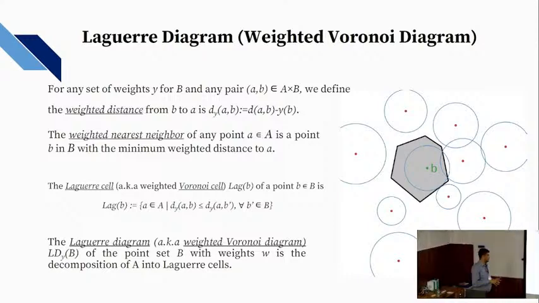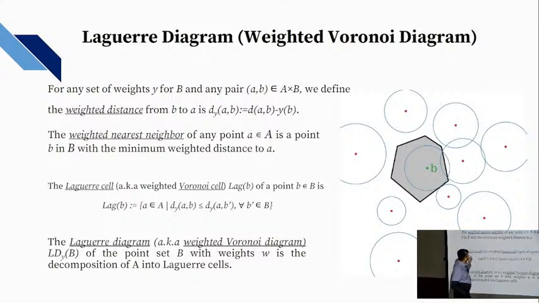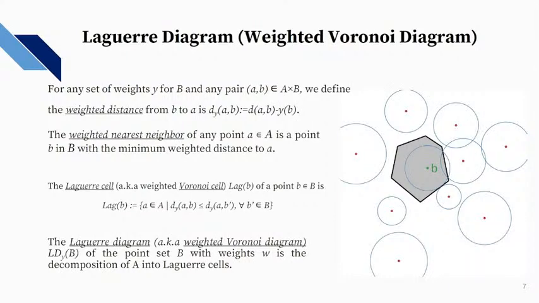Okay. So why is this an interesting geometric problem? Perhaps one reason is that it's very closely related to the weighted Voronoi diagram, and I want to establish that link. So for that, let me explain what weighted nearest neighbor or weighted Voronoi diagrams are.